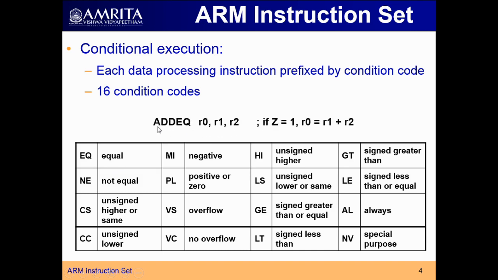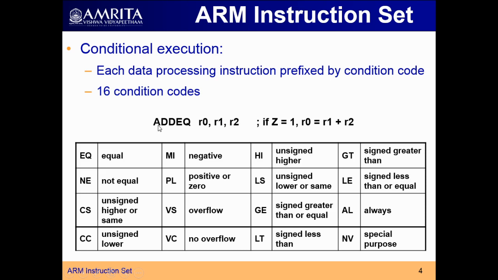Let us take an instruction like this: ADD EQ R0, R1, R2, right? Normally ADD R0, R1, R2 means we will be performing addition of R1 and R2. The result will be taken back to R0.